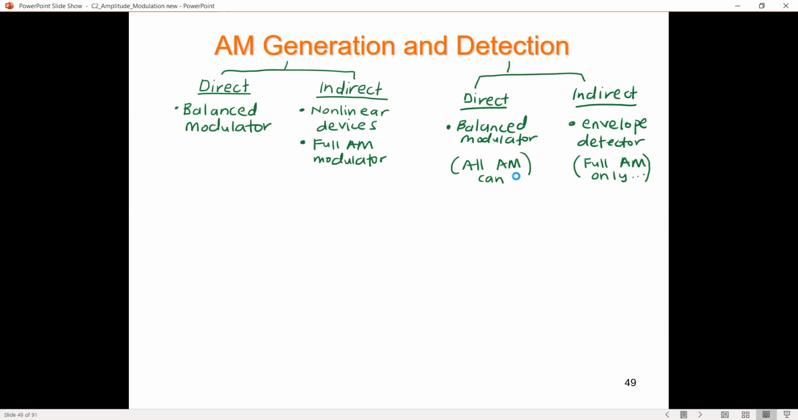Okay, for balance modulator direct detection, all AM variants can be detected using this technique. But for the indirect envelope detector, this technique can only detect full AM signal. This is why, because in last week's topic, we have seen how the information, our VMT, is only located at the envelope of full AM, but not other types of AM. That's why it can only be used to detect full AM.